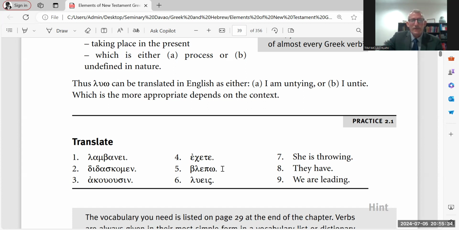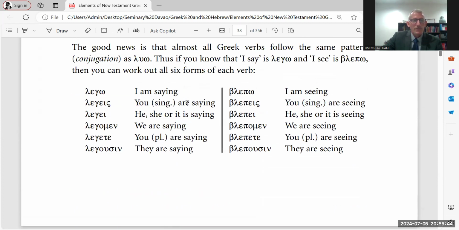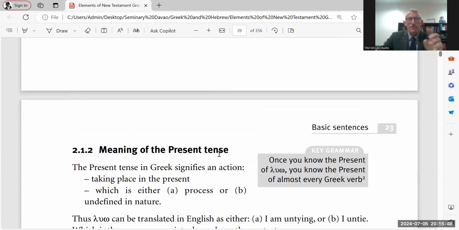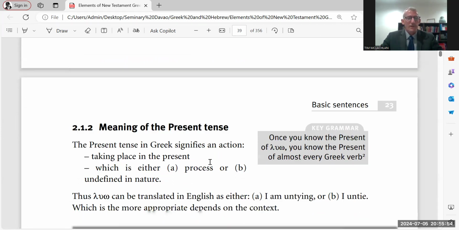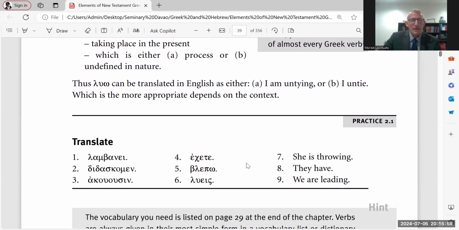Blepo, that's the basic one, so that means I see. Luete is to loosen. Okay, so that means you are loosening, because ete, as you come up here, you see that that's the you singular. Okay, so it's you singular, or you. If you're doing your homework, actually, make sure you just put S for singular after something, or PL dot for plural, to help me know that you understand that it's singular or plural. Okay, so it's lueis.